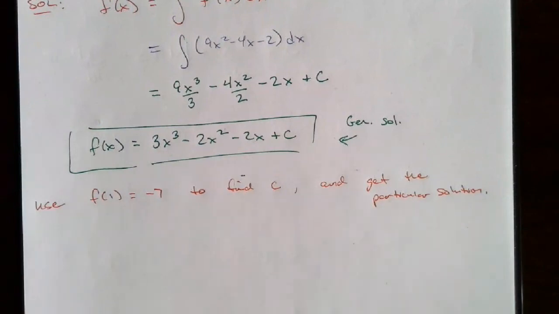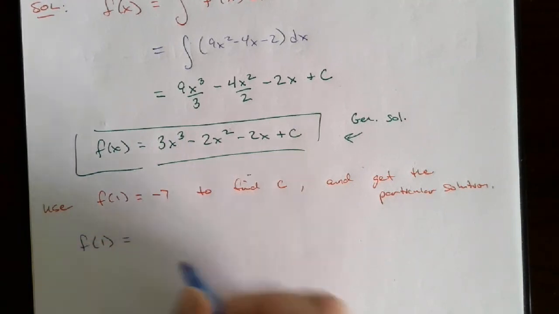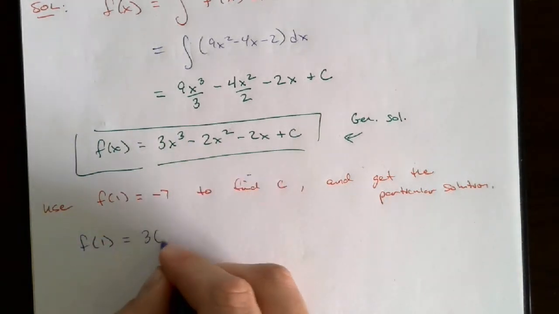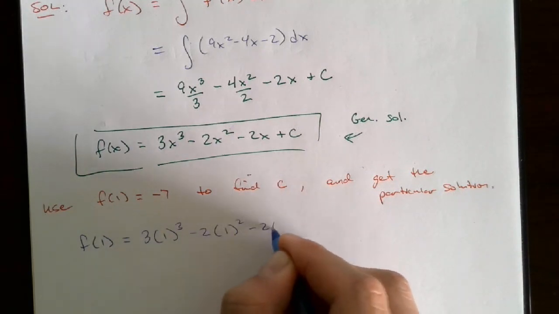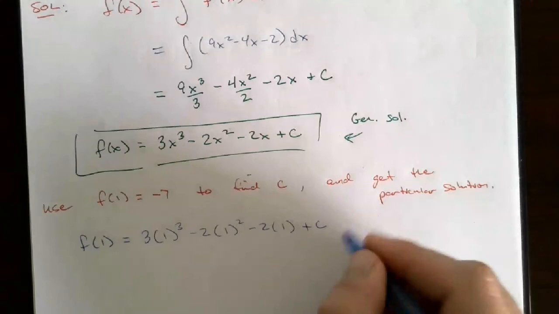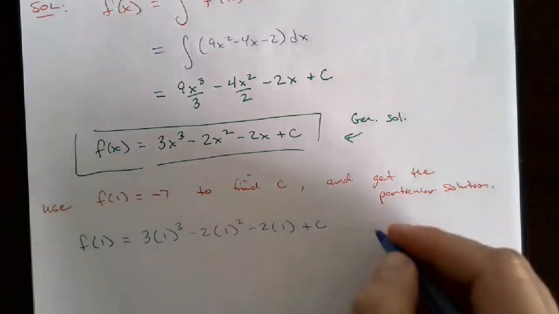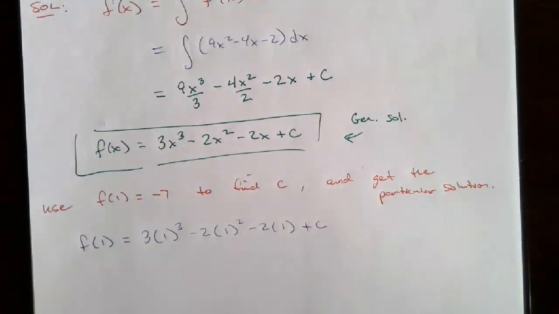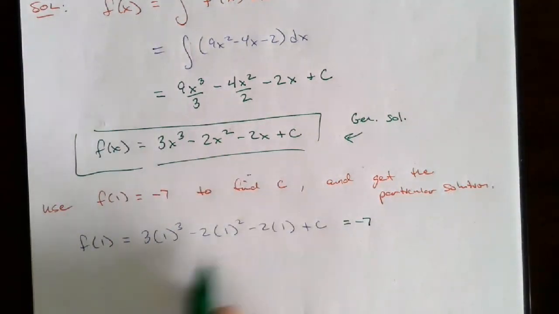So the x value is 1, the y value is negative 7. That's what that's really telling you. So f of 1 means you sub in 1 everywhere you see x, so it'd be 3 times 1 cubed minus 2 times 1 squared minus 2 times 1 plus c. And we know f of 1 is equal to negative 7, so when I sub this in here, this whole thing should equal negative 7.